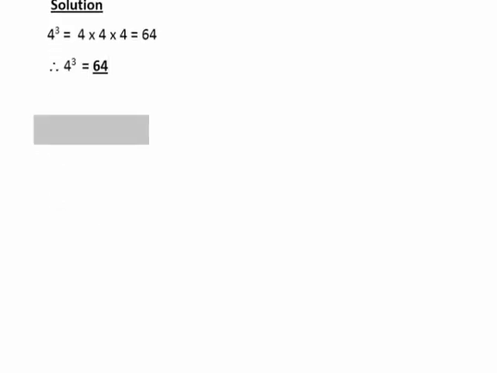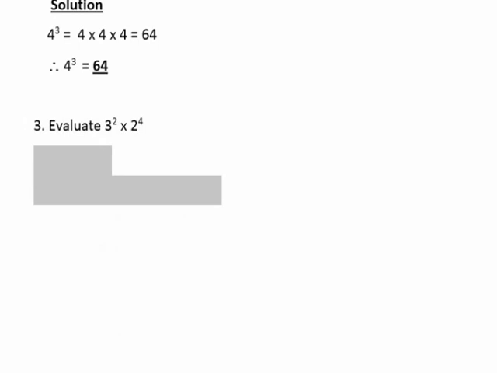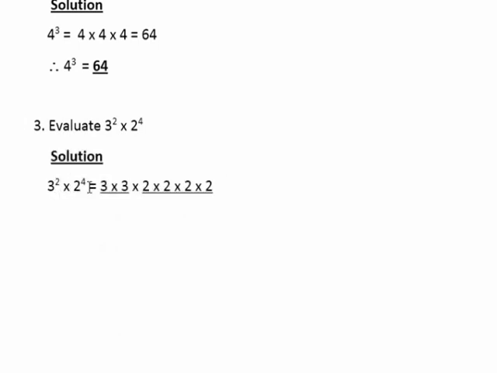Example number 3. Evaluate 3 squared times 2 power 4. This has 2 different bases here. You have to understand it well. Let's see how we can manipulate that question. 3 squared times 2 power 4. First expand this one, which is 3 times 3, and this multiplication here is placed here. Thereafter we expand 2 power 4, which is 2 times 2 times 2 times 2. Thereafter we find the answer of each expansion in order to finish by multiplying them.